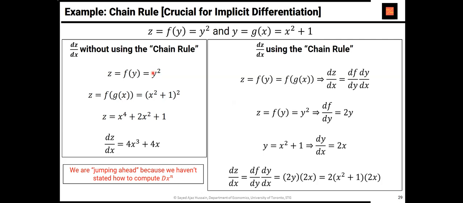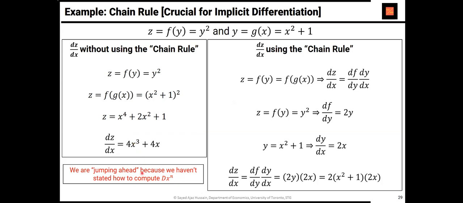Well, without the chain rule, you have to express z in terms of y. Yes, you know the equation is y squared. But now you know that y is given by another equation called g of x. Y is equal to x squared plus 1. So stick in x squared plus 1, the whole thing squared. Expand this, and now if I differentiate z with respect to x, I get this answer.